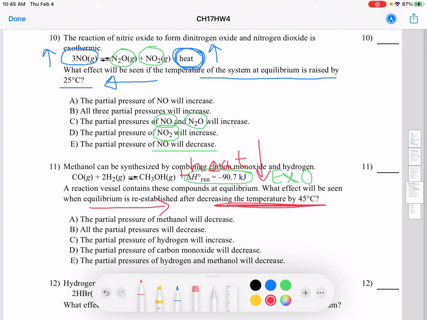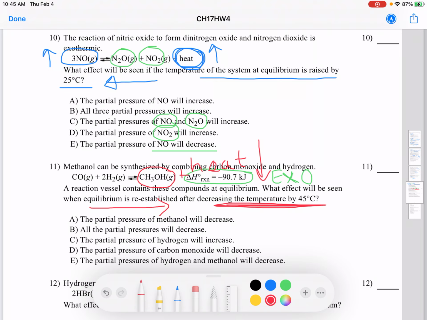Now we have carbon monoxide gas and hydrogen gas giving you methanol gas. A: the partial pressure of methanol will decrease. Methanol is this one over here, right? If the reaction is moving in the forward direction, are we going to make more methanol or less methanol? More methanol. Since it's a gaseous product, what happens to the partial pressure of methanol? Increase or decrease? Increase, right? So A is not correct.